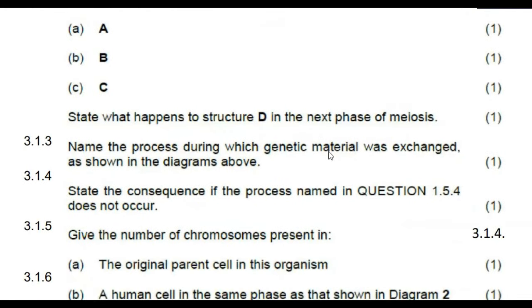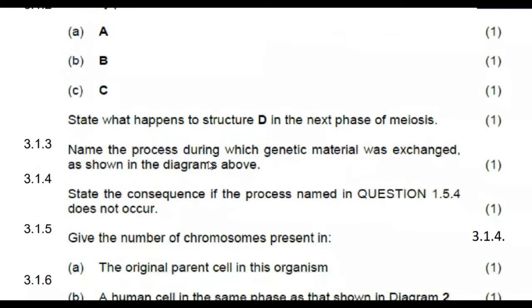Name the process during which genetic material was exchanged. What was exchanged? We say that the process is called crossing over, and we said it occurs during prophase 1.